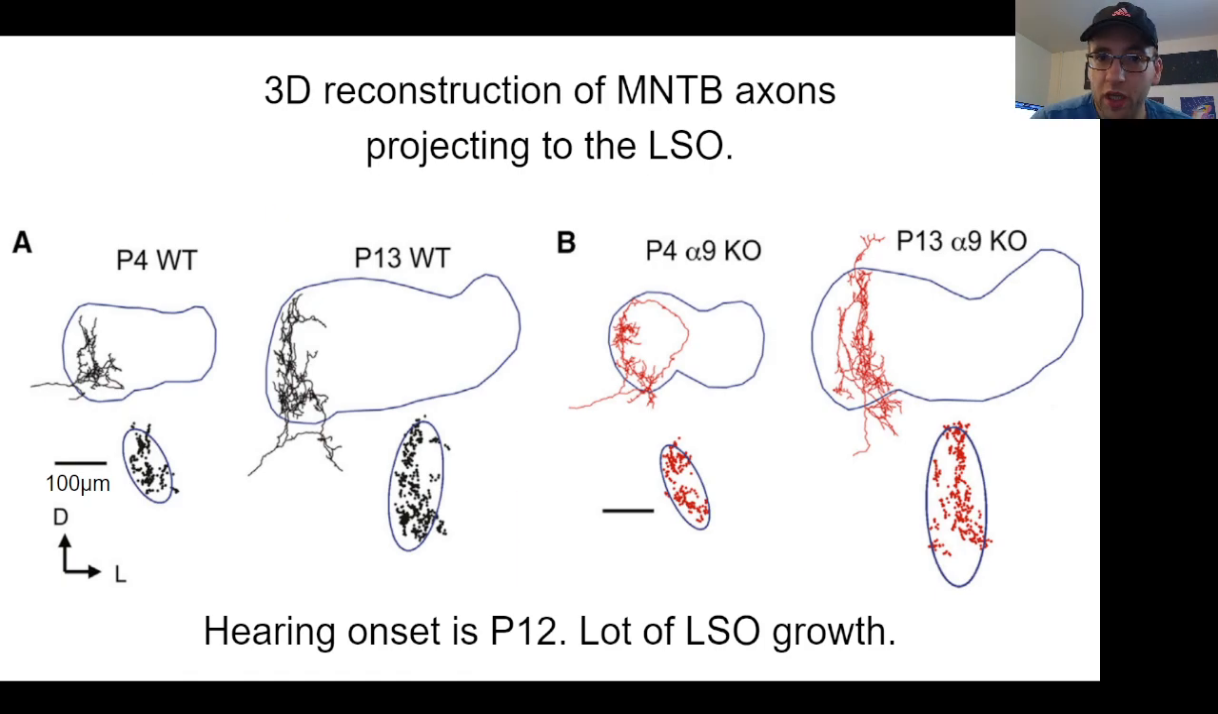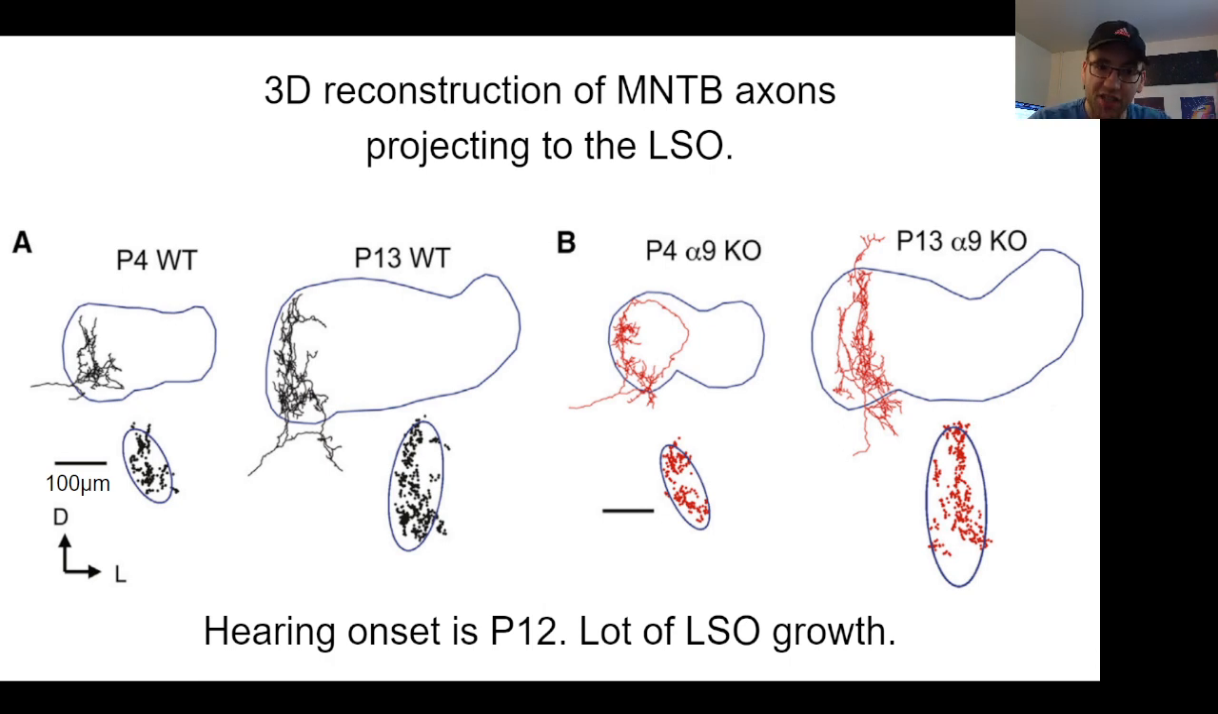Okay, and we can reconstruct, we can label axons, right? So we've been looking electrophysiologically at the influence of an MNTB axon on an LSO neuron. We can capture those axons by biocytin. And then we can look at them under a microscope, take slices of them, and reconstruct them with computer aid. And so that's kind of what we've done here. We've labeled them at P4 in the wild type mouse and then P13. So this is very much capturing pre-hearing onset development.